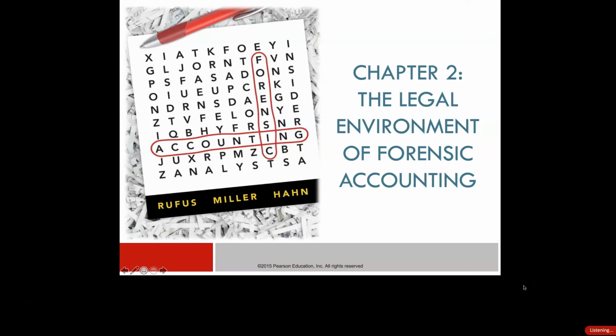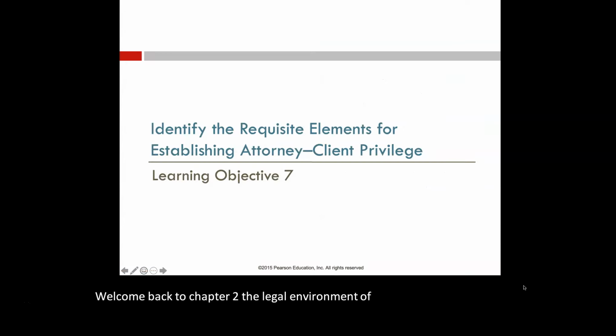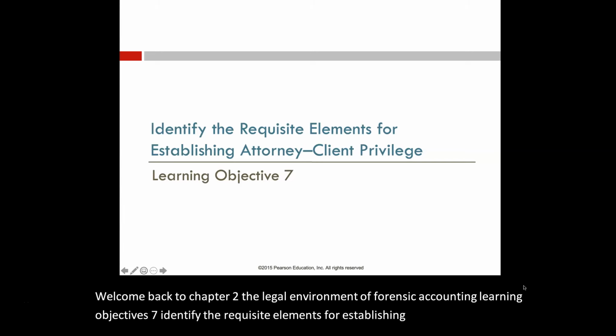Welcome back to Chapter 2, The Legal Environment of Forensic Accounting. Learning Objective 7: identify the requisite elements for establishing attorney-client privilege.